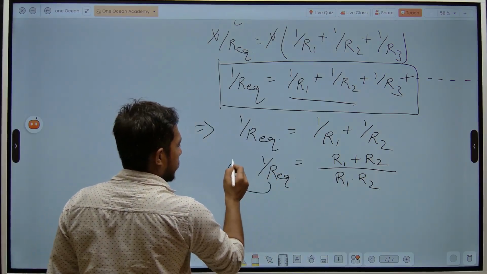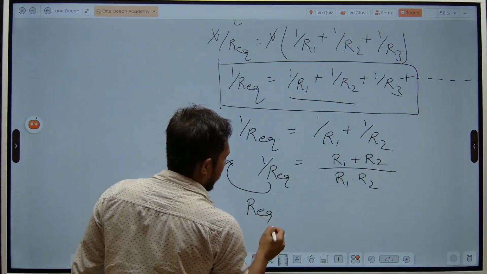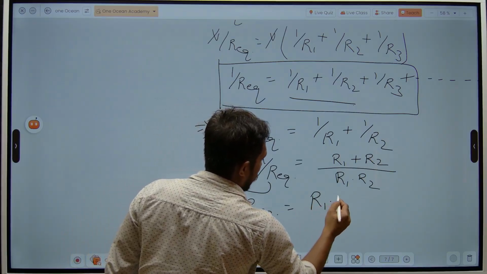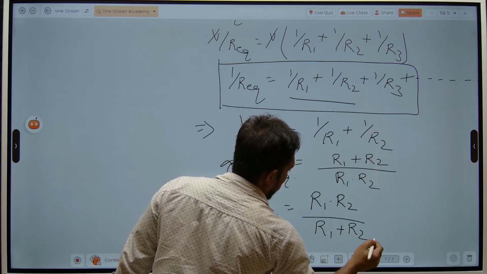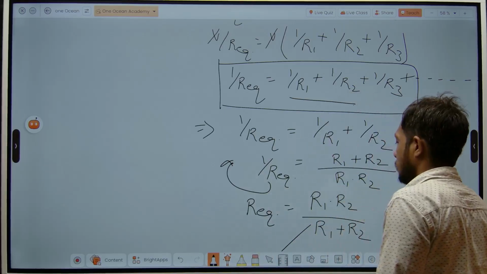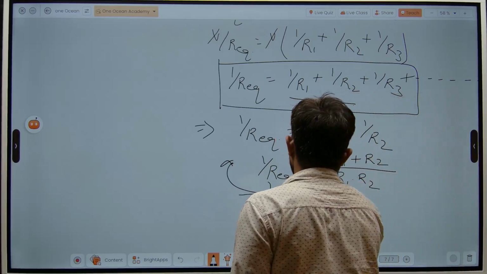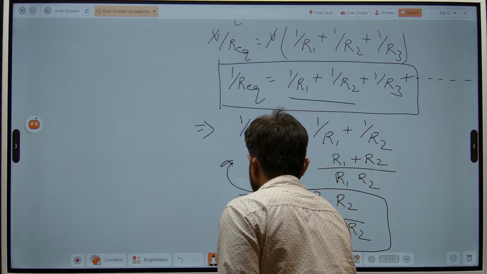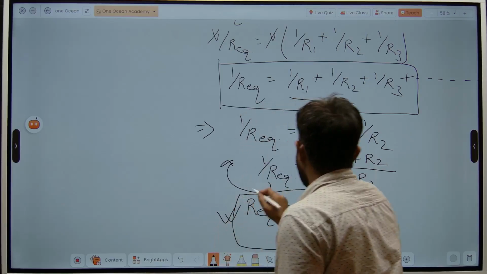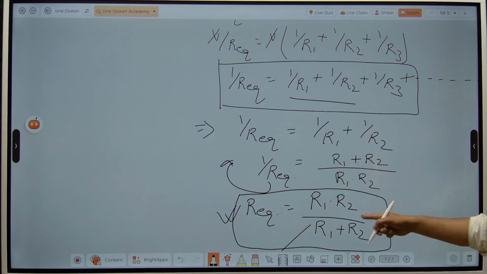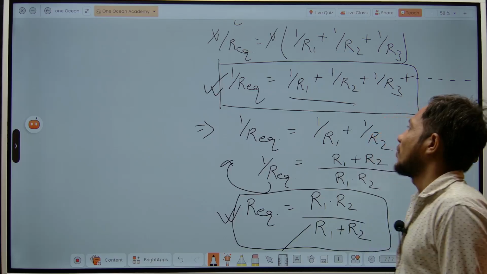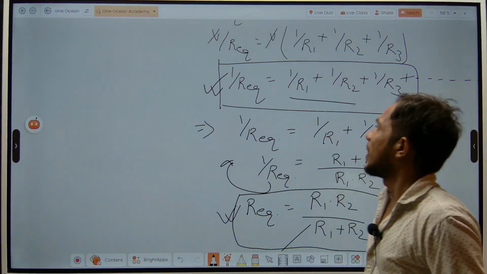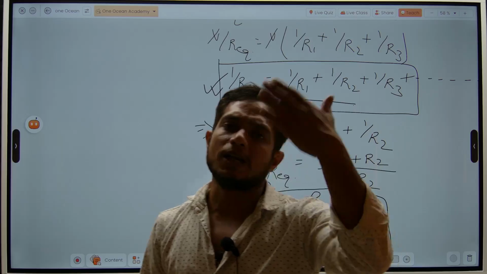R equivalent is equal to R1 R2 upon R1 plus R2. Okay? So, that is proved. So, R equivalent of the parallel resistor is what? This can be R equivalent is equal to R1 into R2 upon R1 plus R2, or this can be 1 by R equivalent is equal to 1 by R1 plus 1 by R2 plus 1 by R3 dot dot dot up to the n.